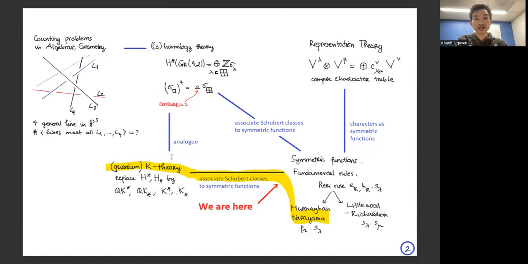of a flag variety, for example. Namely, we replace the cohomology ring by quantum K cohomology, or quantum K homology, or K cohomology and K homology, and we replace the Grassmannian by a larger variety. And what we want to know is the Murnaghan-Nakayama rule in the quantum K theory, but in the symmetric function version.